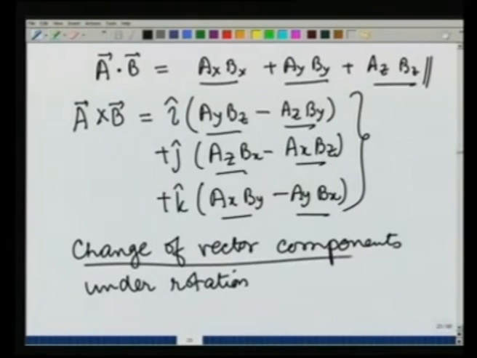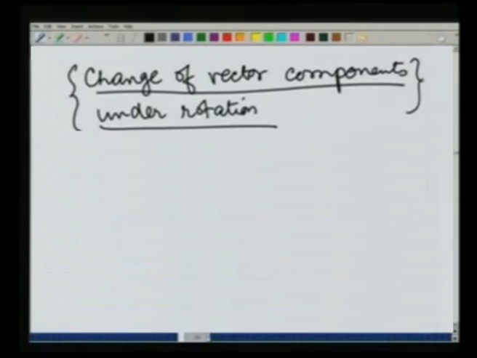So far we have just looked at a vector quantity as something that has a direction and a magnitude. But now we are going to look at some more properties, and one property that we specifically look at is the change of vector components under rotation. Let us see that.